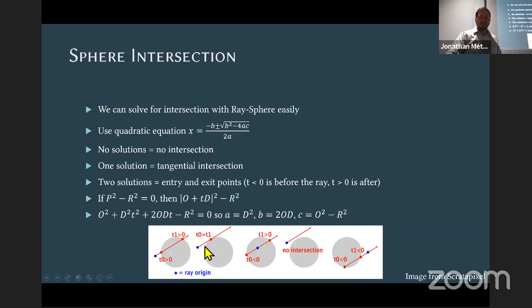Okay. Now, there is another issue, and that is if you shoot the ray inside of the sphere, okay, you're going to get 2 solutions. However, because you're basically saying, on this line here, what are the intersection points? You could get an intersection where T is less than 0 and one where T is greater than 0. So you'd say, well, T0 is behind the ray. I don't care about that one. But T1 is greater than 0. So that's the one I'm actually looking for.